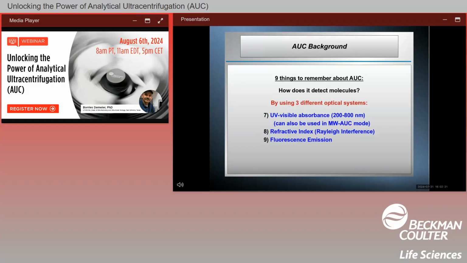Next, you can measure molecules based on their refractive index difference to a buffer, which can be done with Rayleigh interference optics that you can get with the Optima. And then finally, there's also a fluorescence detector that has been developed for the ProteomeLab, the predecessor for the Optima AUC, which will measure fluorescence emission of a fluorophore.